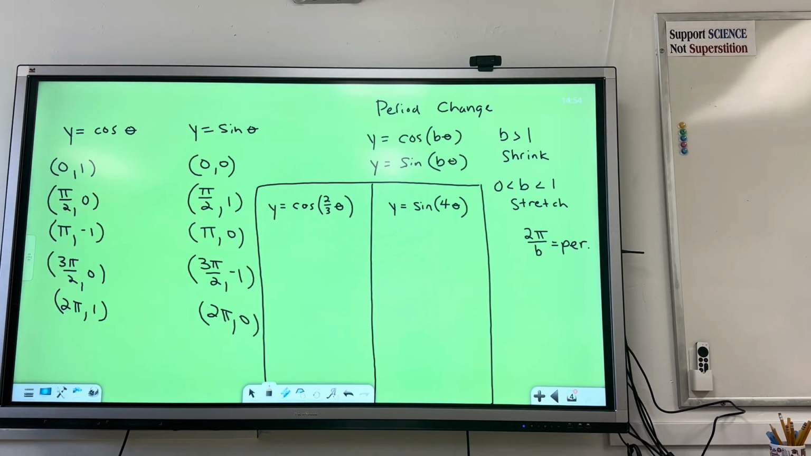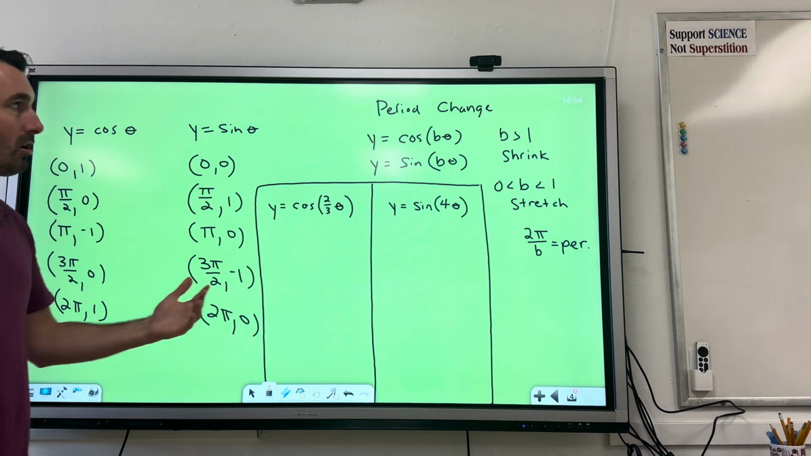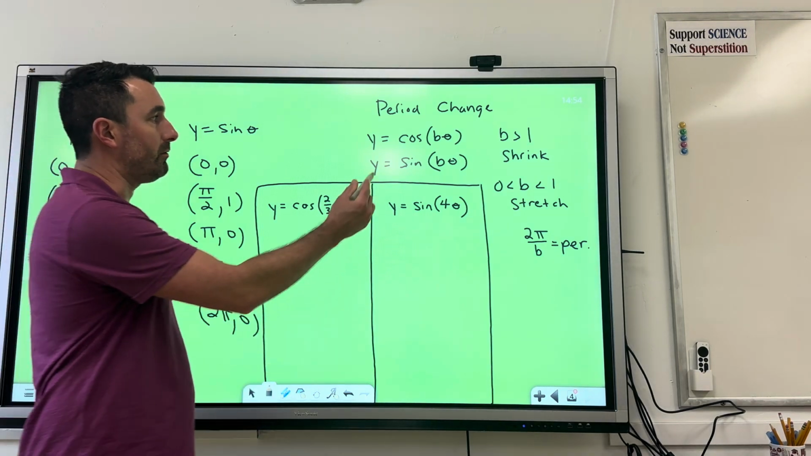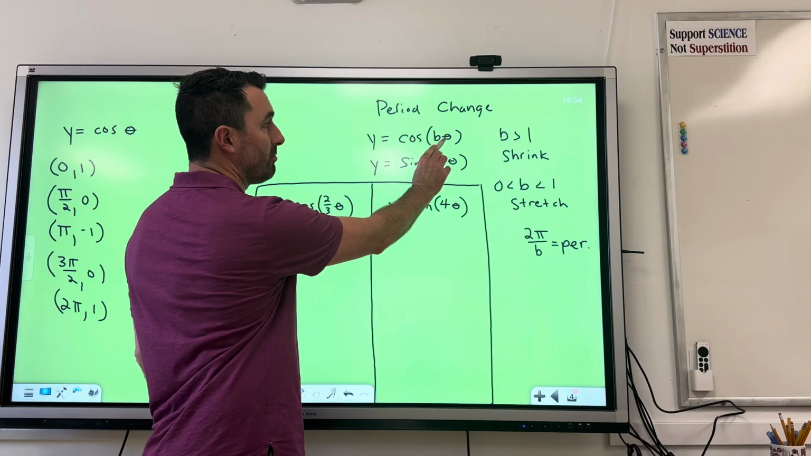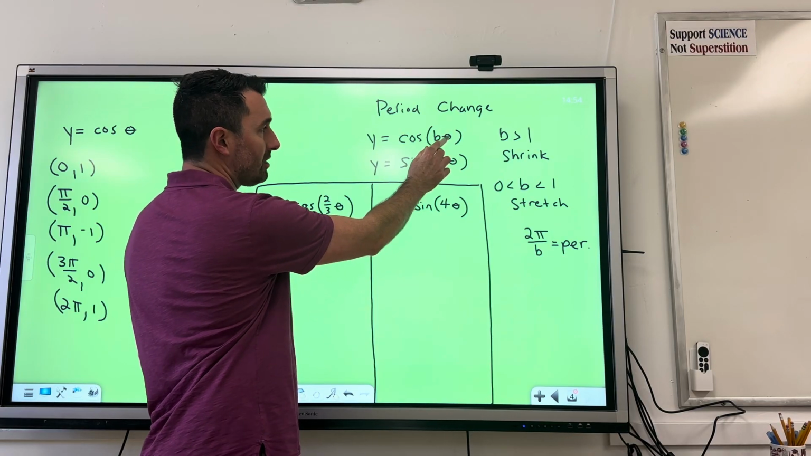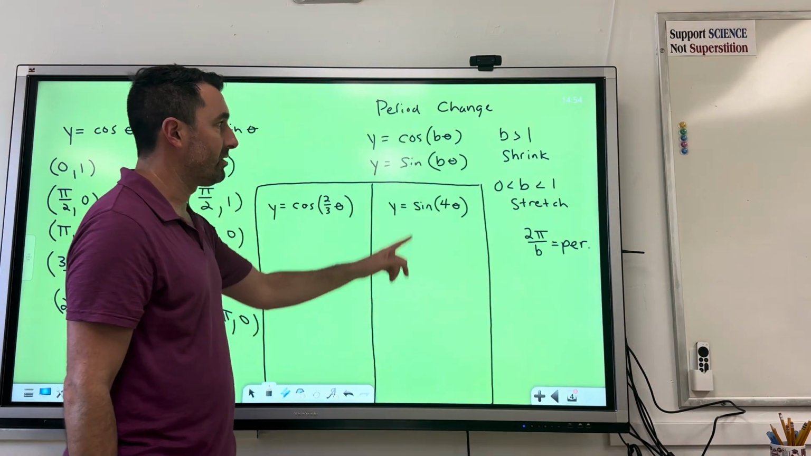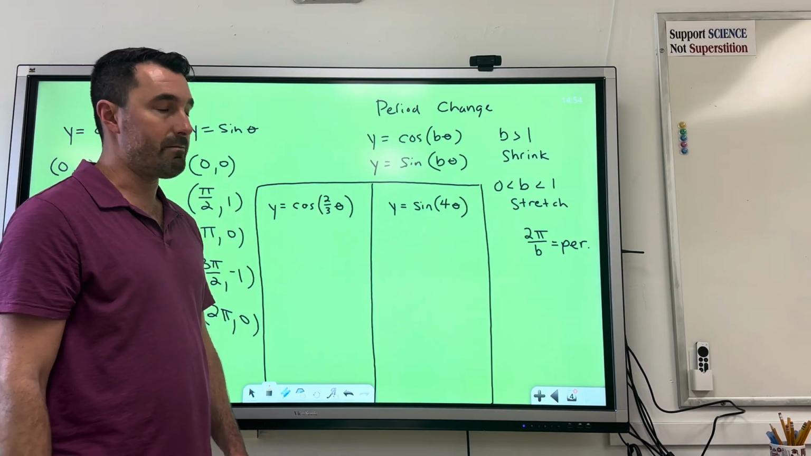Now you notice there's a lot of similarities. The x values would all be the same. The y values are very similar, but they change based on which one we're talking about. Where would we look to find the period? Well, the number that we would use to do the calculation is found between the theta, or the x, and the cosine or the sine. We typically call that the b value.